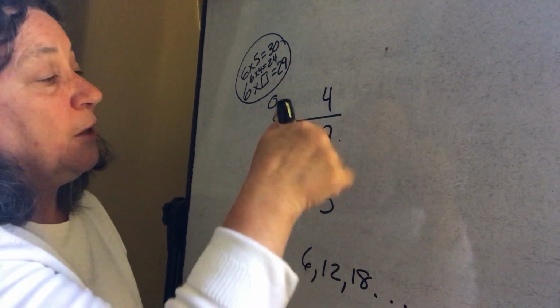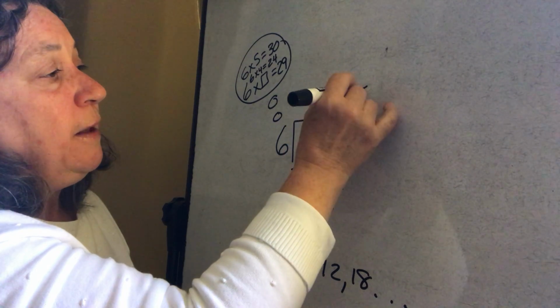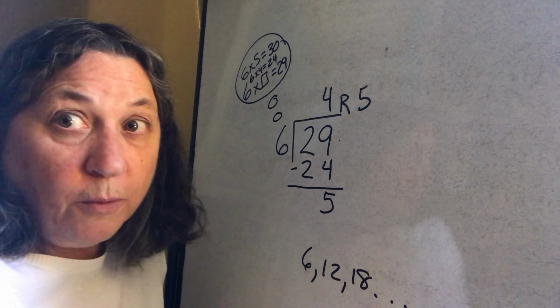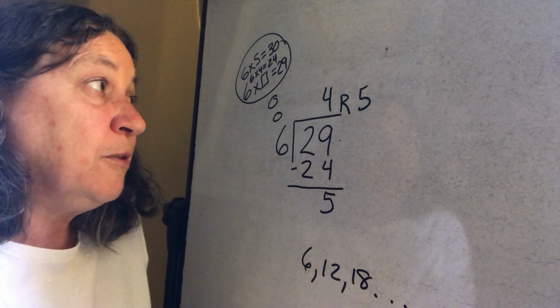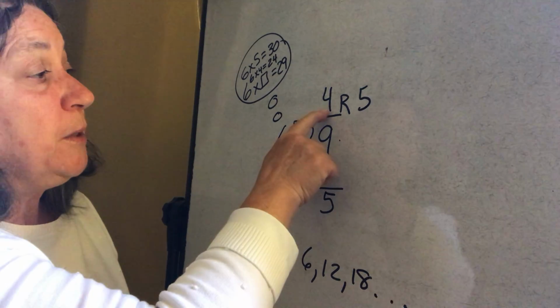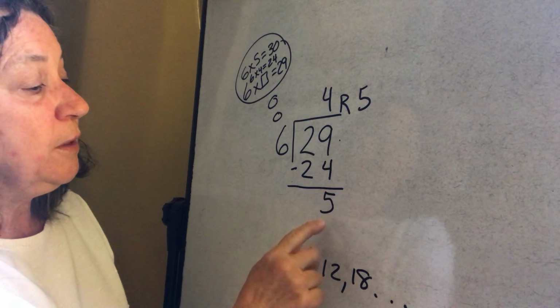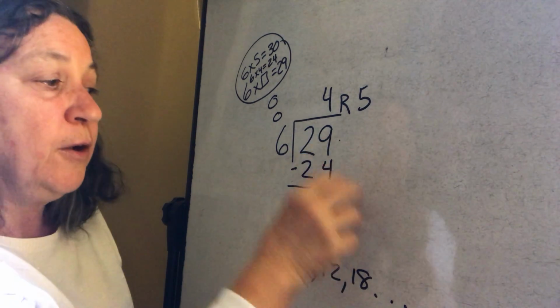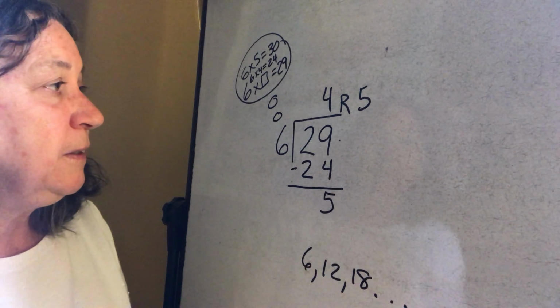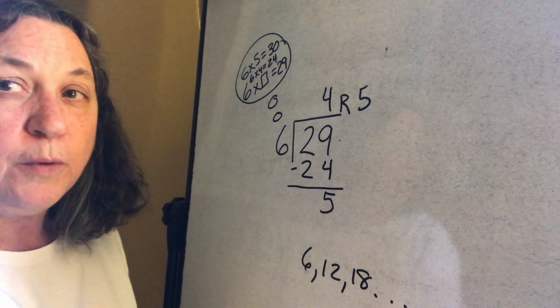So each basket will get 4 mini chocolate bunnies, and there will be 5 left over. Almost enough to put one more in each basket, but not quite. So it's a remainder of 5, even though it's bigger than this. The important thing is that it was not bigger than the number of baskets, so I cannot put more bunnies in each. Okay, so I'm going to put one more problem up.